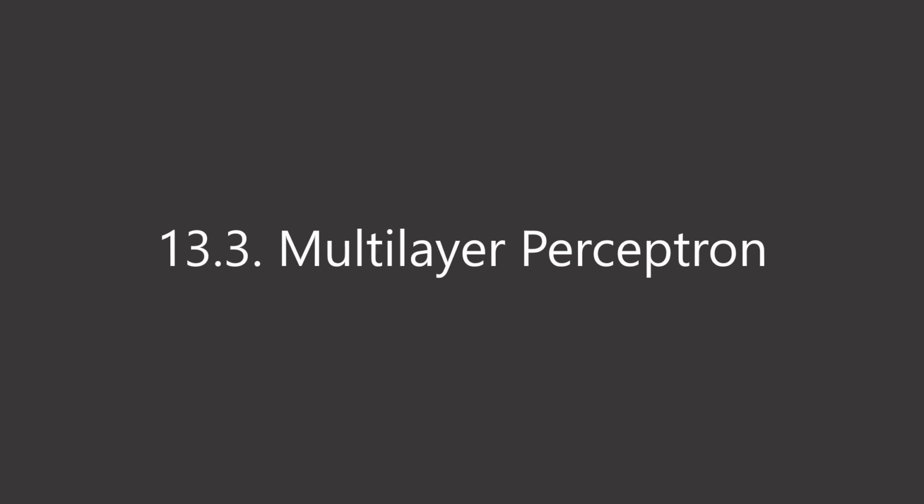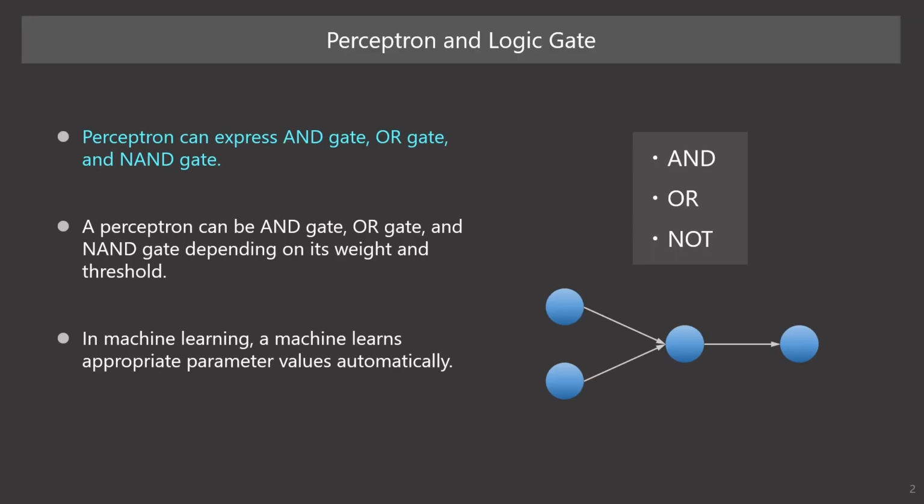Chapter 13, Section 3, Multilayer Perceptron. A perceptron can express logic gates that we have seen in this lecture: AND gate, OR gate, and NAND gate. We can change the types of these logic gates by just changing the parameters, weight and threshold. We do not need to change the structure of a perceptron. In other words, a perceptron can be an AND gate, OR gate, or NAND gate, depending on its weight and threshold.